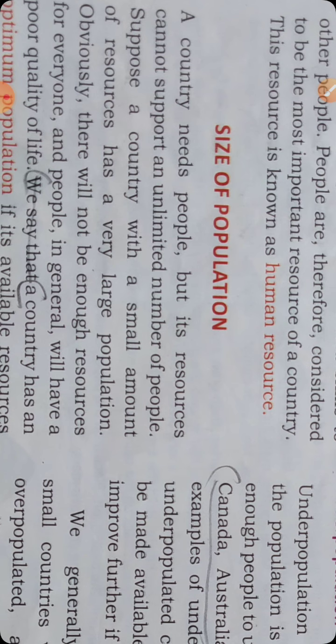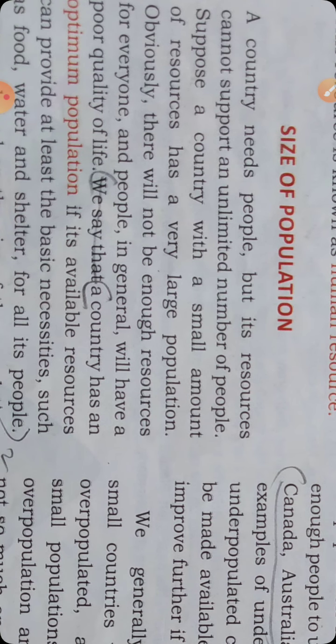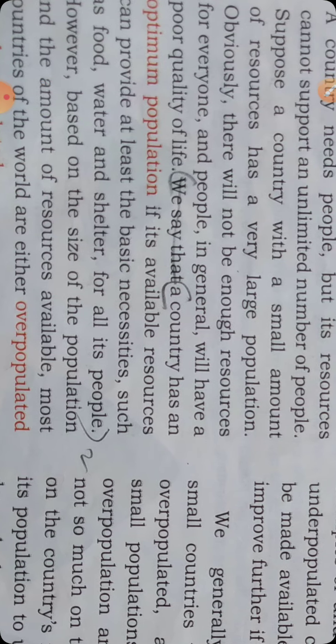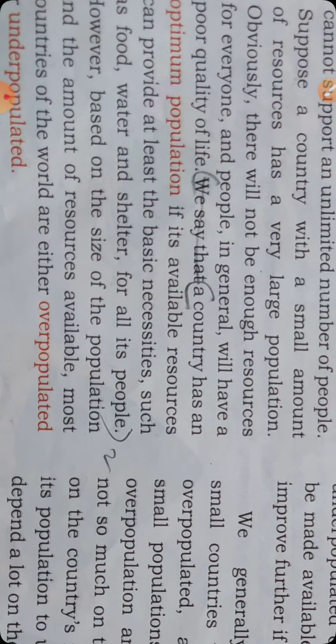Size of population. A country needs people, but its resources cannot support an unlimited number of people. Suppose a country with a small amount of resources has a very large population. Obviously, there will not be enough resources for everyone, and the people in general will have a poor quality of life. We say that a country has an optimum population if its available resources can provide at least the basic necessities such as food, water, shelter for all of its people.